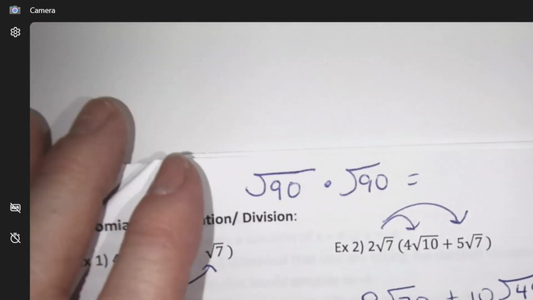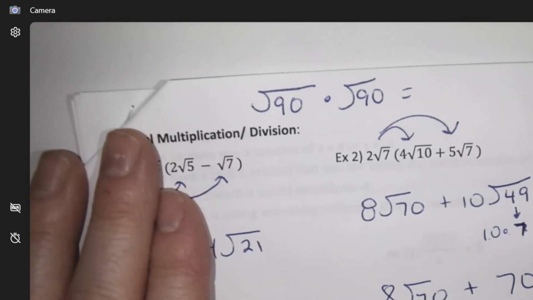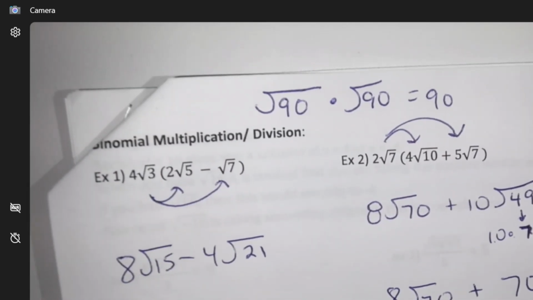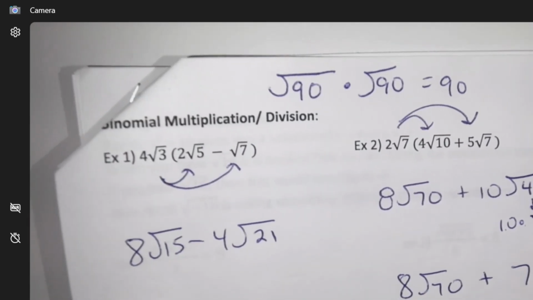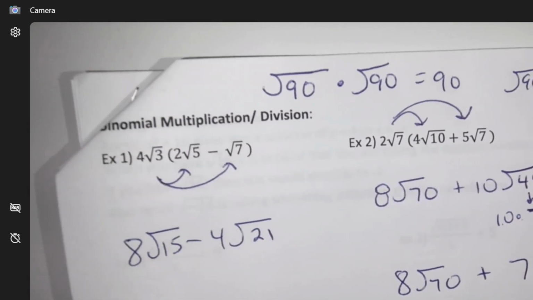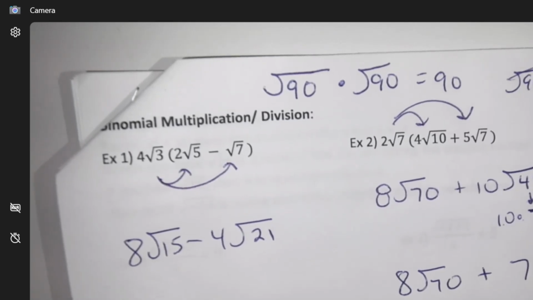Okay, here's a question for you then. What is root 90 times root 90? 90. Because really what's going on when you times a root? Root 90 squared. That's what you're doing. Cancel out. Cancel out 90. Yep.